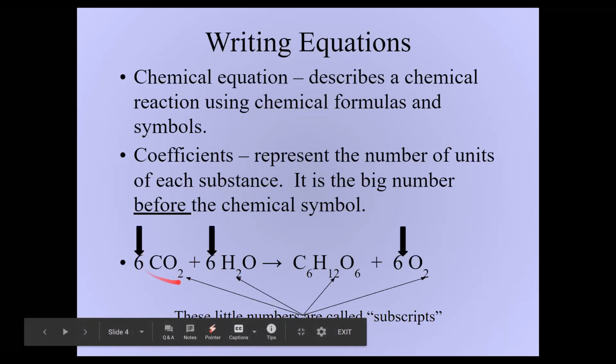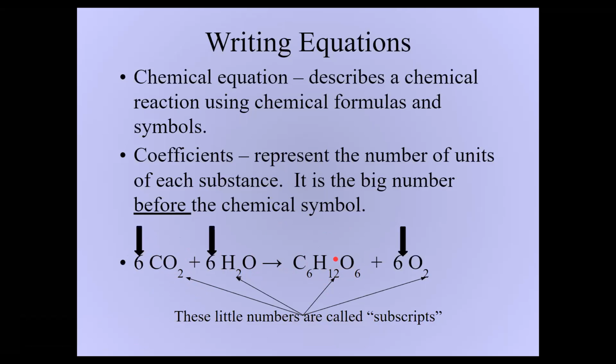Same thing with our CO2 over here. In each molecule of carbon dioxide, in each compound, there's 1 carbon and 2 oxygens. That's just what the little subscripts are referring to. How many of each atom are in our compounds?